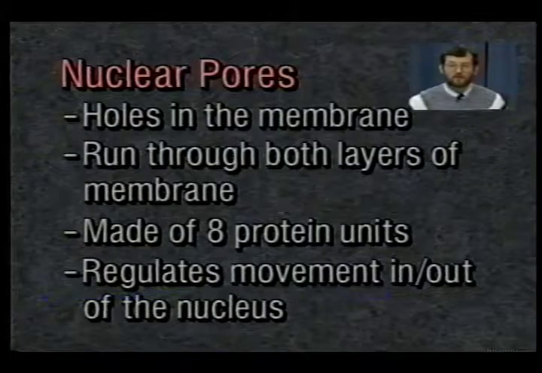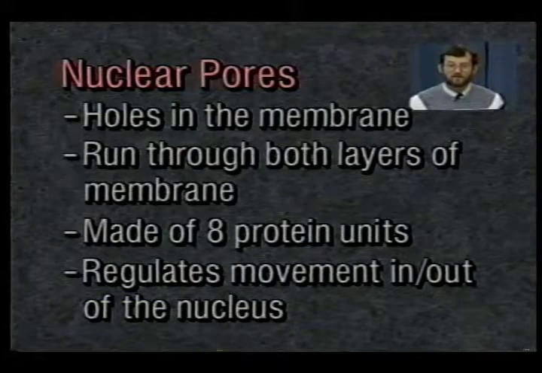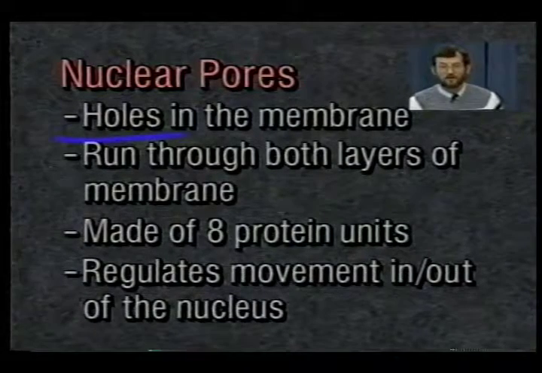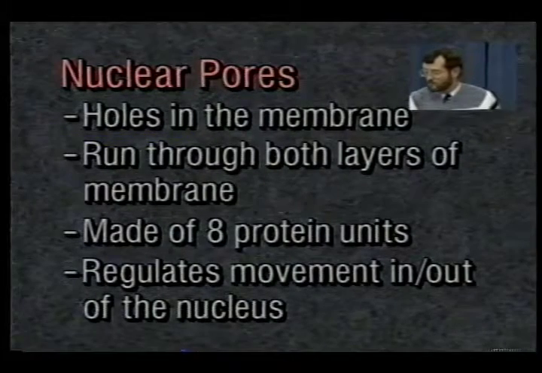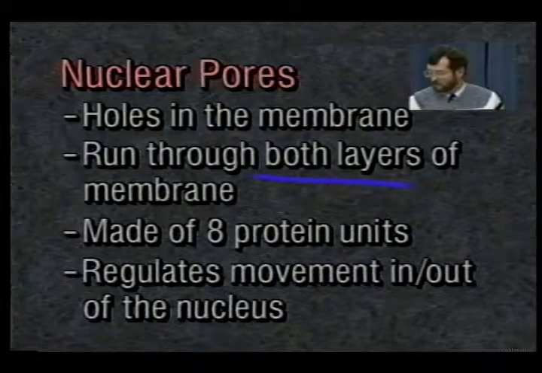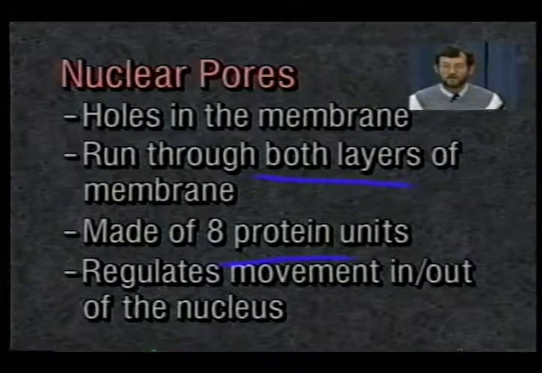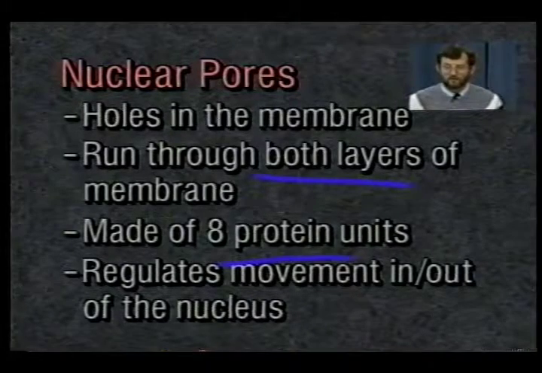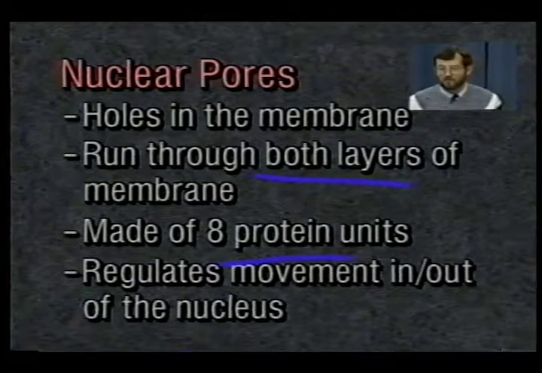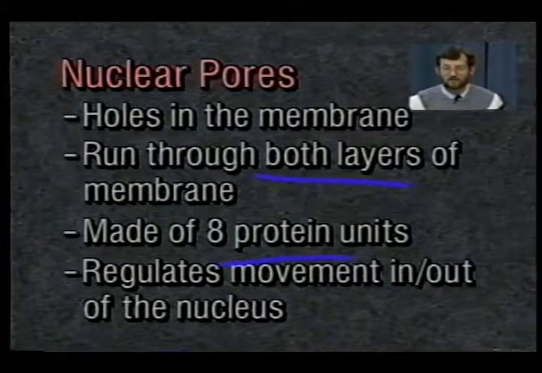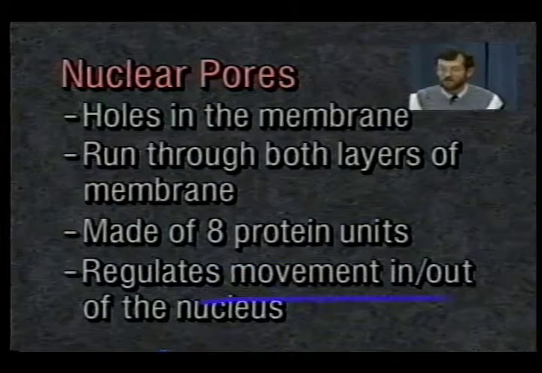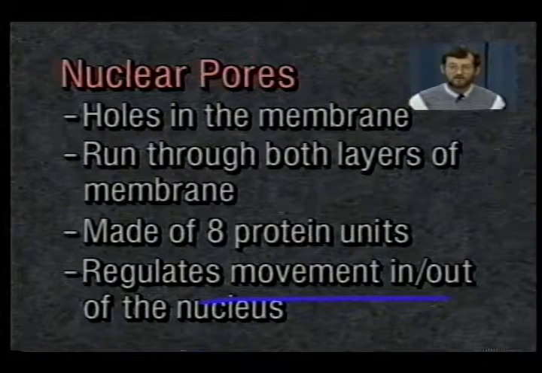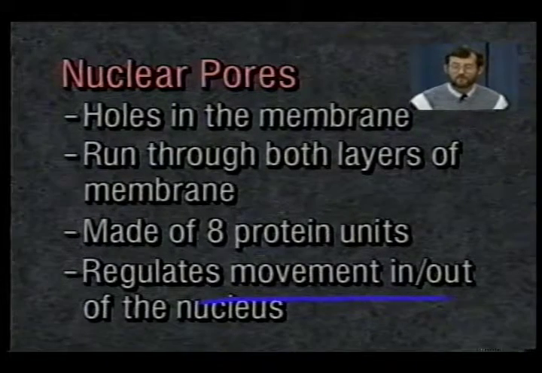Okay, so kind of summary again. I'm hoping we're putting enough time in here for you to get this down. We've got nuclear pores, which are going to be holes in the membrane. They do run through both layers. They're made up of protein. This just isn't a gap. This is actually a structure that's built into it. It's kind of like a window frame, if you like, in the side of your house. And it's thought to regulate movement of materials in and out of the nucleus, so the nucleus can communicate with the rest of the cytoplasm, the rest of the cell.